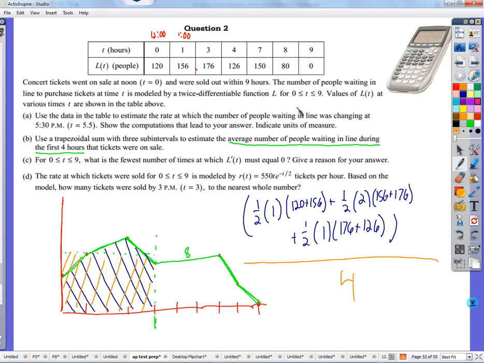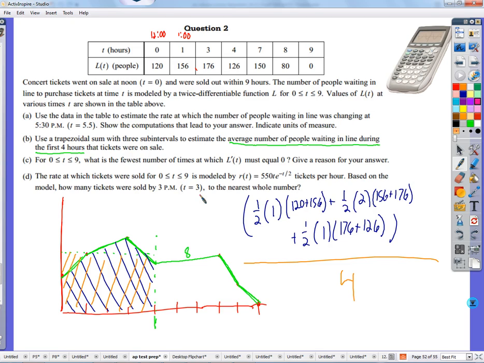It doesn't really have anything to do with this data right here. A little bit, because it only has to do with how many people might be leaving at any time, but it wouldn't tell us how many people are showing up. It just tells us how many people are getting their tickets every day. So this function tells us how fast tickets are being sold, not how many tickets are sold, but the rate at which they're being sold.